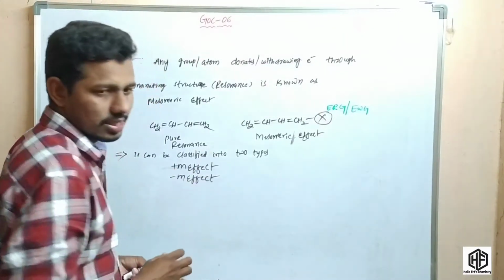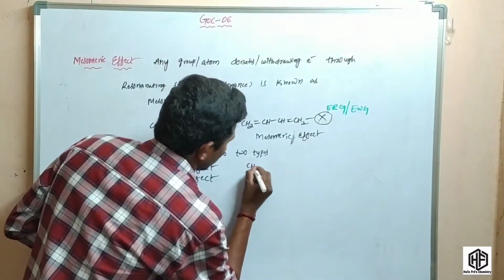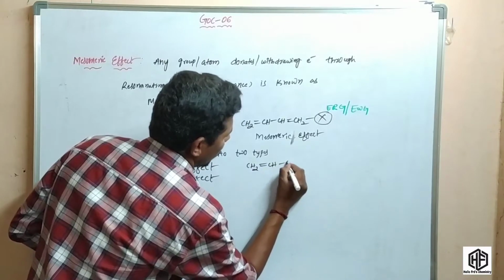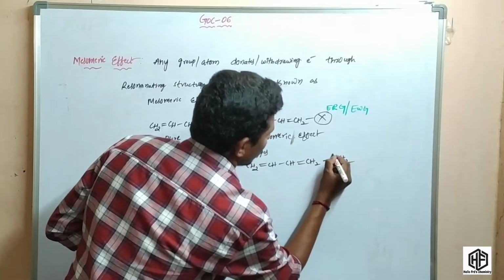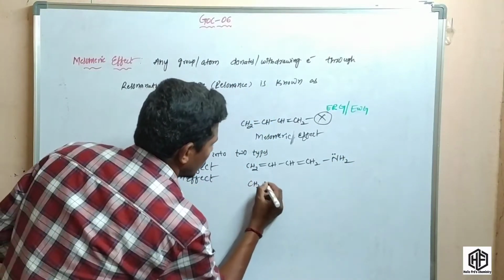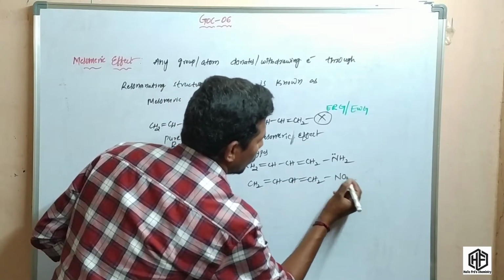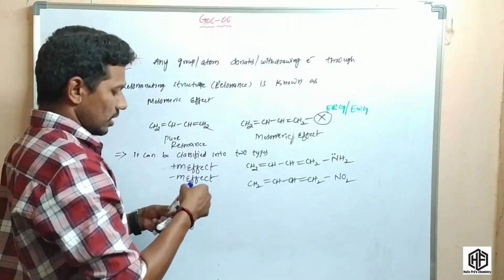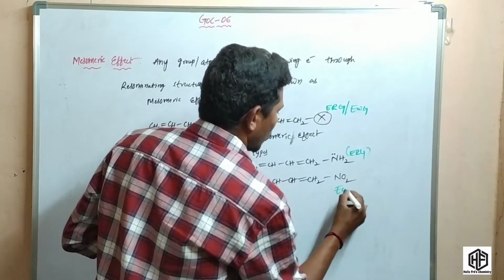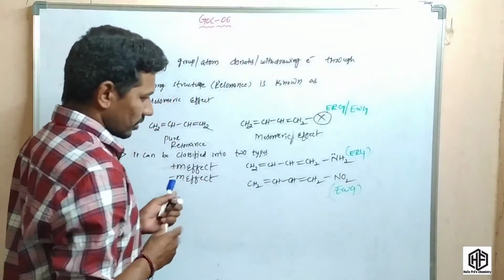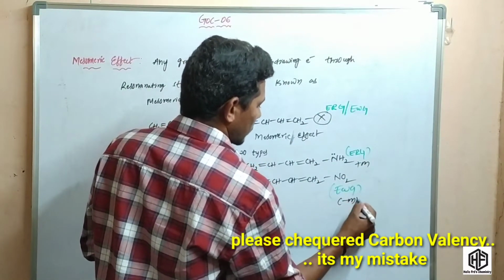For example, we take two examples. First, CH2=CH-CH=CH2 connecting with NH2, nitrogen having a lone pair of electrons. Second, CH2=CH-CH=CH2 connecting with NO2. So NH2 is the electron releasing group, and NO2 is the electron withdrawing group. It causes plus M effect, and it causes minus M effect.